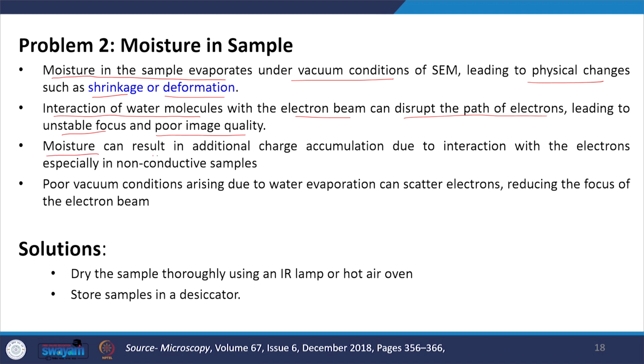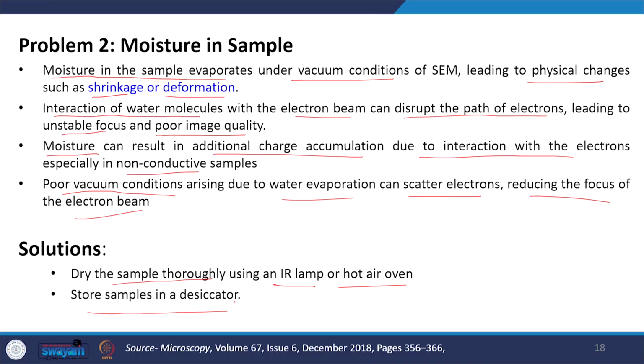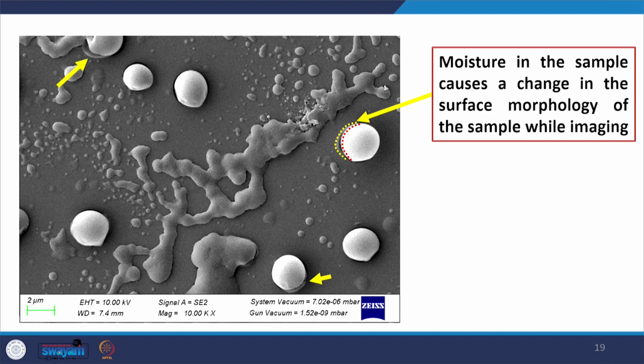And this moisture can also result in additional charge accumulation due to interaction with the electrons, especially in case of non-conductive samples. And poor vacuum condition arising due to water evaporation can scatter electrons, reducing the focus of the electron beam. How to overcome this? We can dry the sample thoroughly using an IR lamp or in a hot air oven, or you can store the samples in the desiccator. From this picture, we can clearly understand the moisture in the sample causes a change in the surface morphology of the sample while imaging.